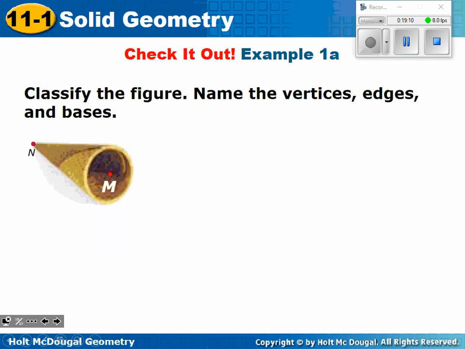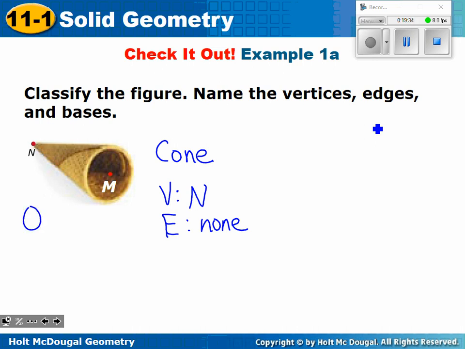What is this shape? A cone. Name the vertices. What is my vertex? Only N, right? M is not a vertex. Edges. None. Make sure you put none. Don't just leave it off because that means you didn't answer the question. Isn't there like an N/A? Sure. Or you could do empty set, 0, whatever. There are none. Whatever you want to do, but just make sure that you tell me something, okay? Don't just leave it off. And then bases. What's our base? Careful, M is a point. It's a circle M.